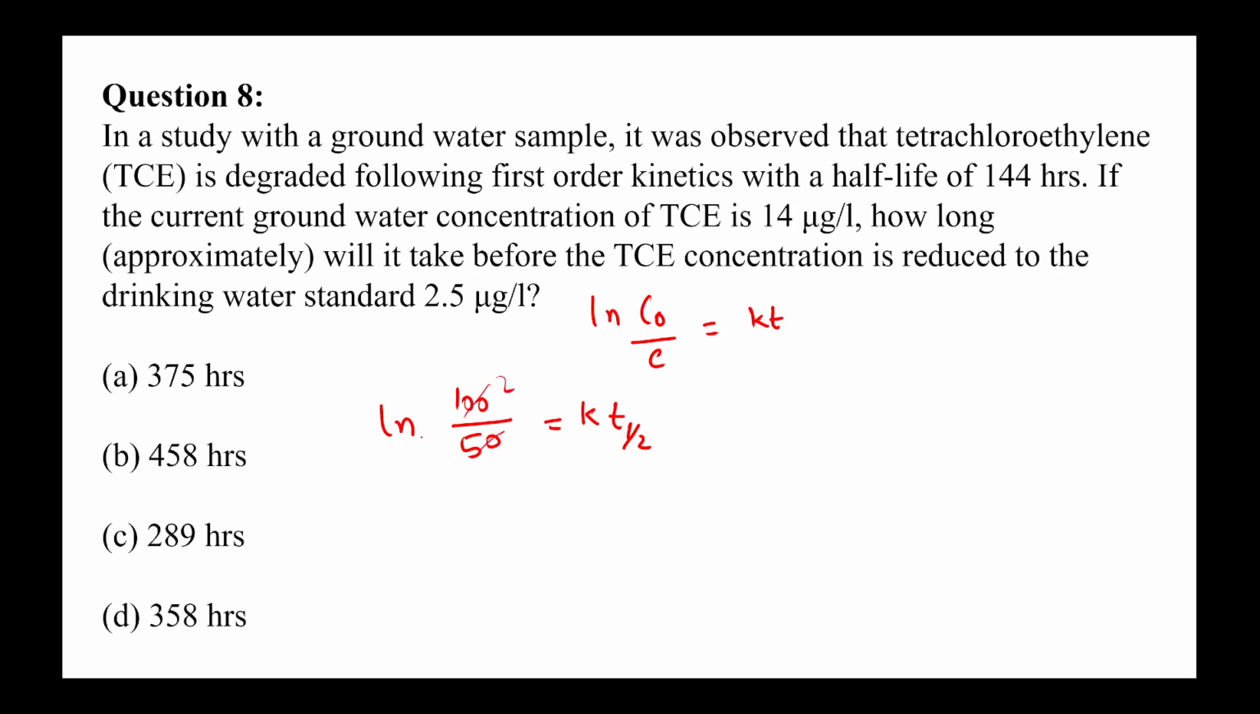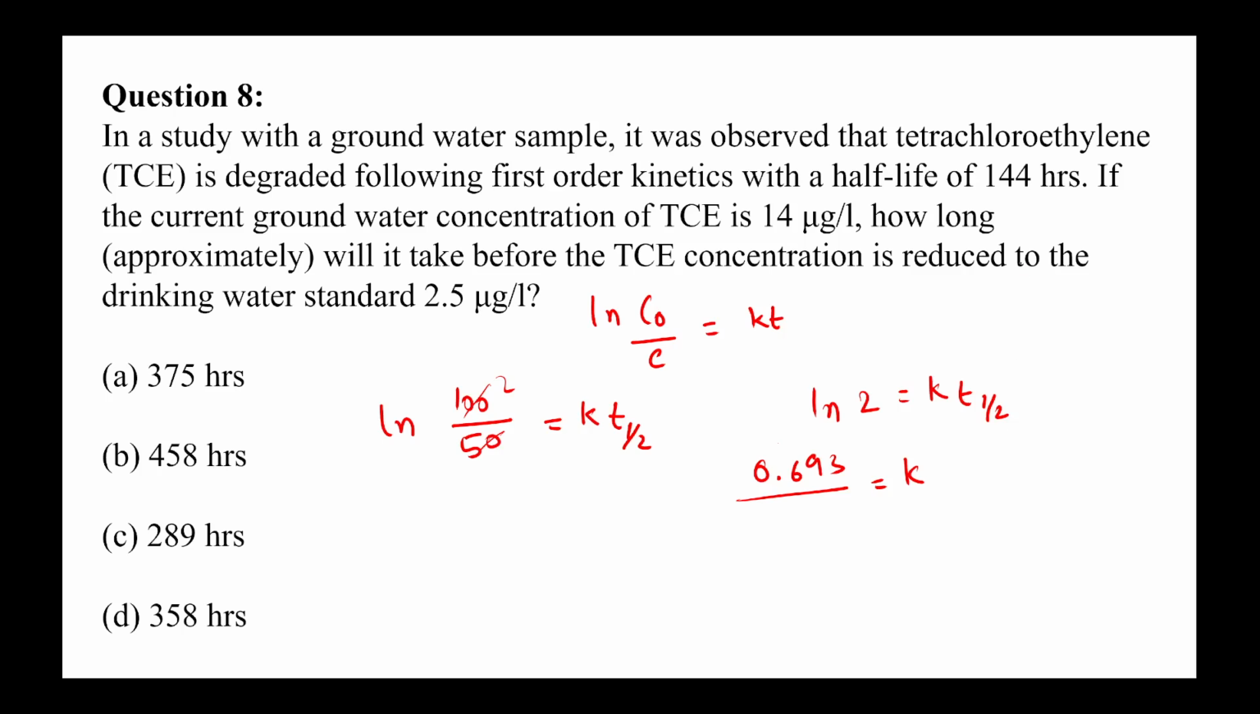And this is equal to 2. So half-life is actually equal to natural log of 2 divided by the rate constant. Okay. So natural log of 2 is 0.693 divided by, so from this we can calculate K.